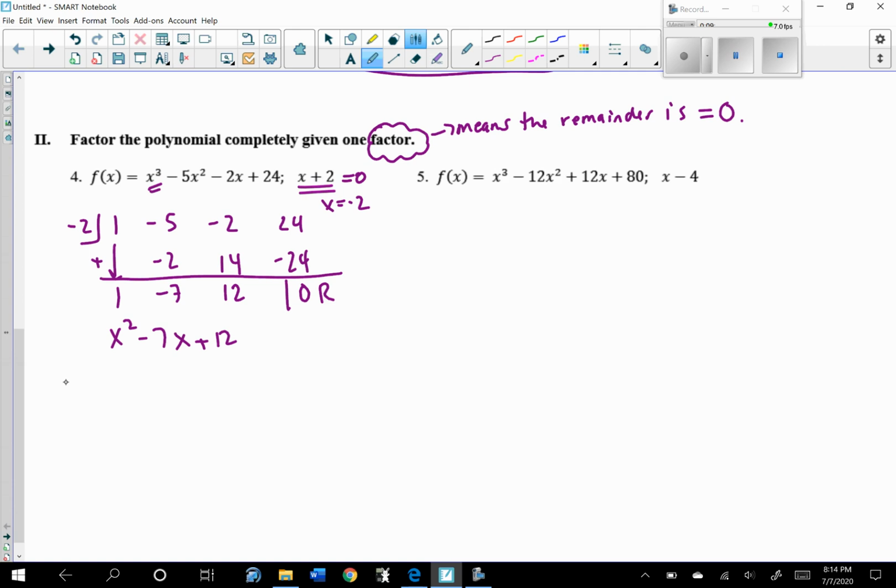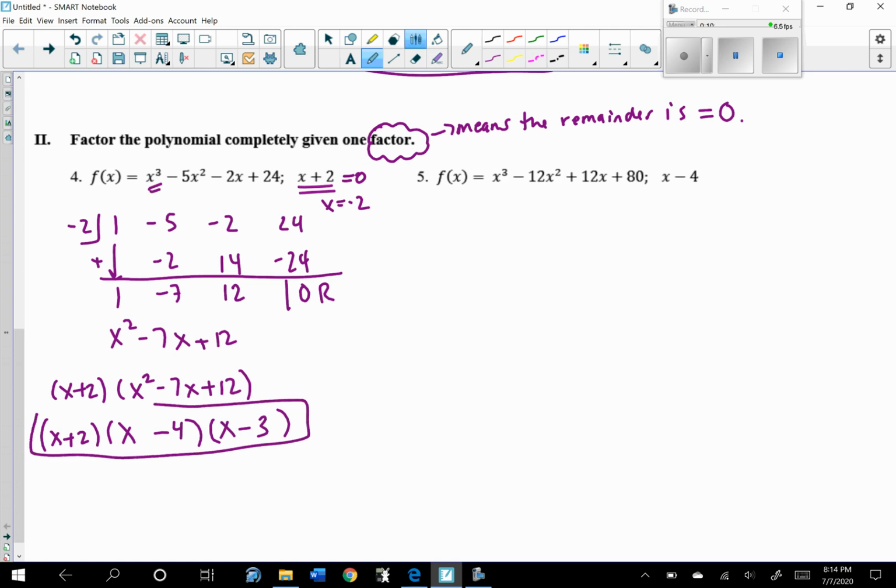So now I have x plus 2 I know is a factor, and so is x squared minus 7x plus 12. Notice we ended up with a trinomial, so that means I want to see if I can factor this further. Do I have factors of 12 that add up to 7? When I set this up to see if I can factor, we know that the signs are both negative because this is positive and this is negative. So the factors of 12 that add up to 7 are negative 4 and negative 3. And so this is completely factored.